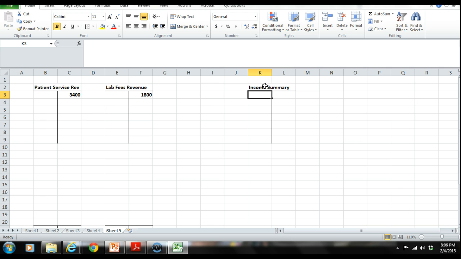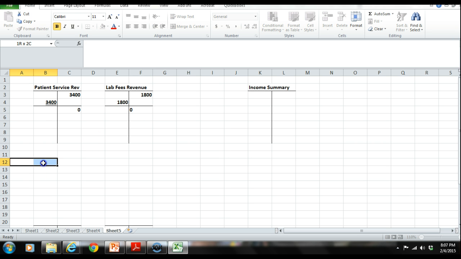So if we want to begin the closing journal entry process and we want to zero out our revenue accounts, what are we going to do to zero out this revenue account? For patient service, you're going to debit it $3,400, and now our new balance is going to be zero, right? And if we want to zero out lab service fees, what are we going to do? Debit $1,800, and we have a new balance of zero.